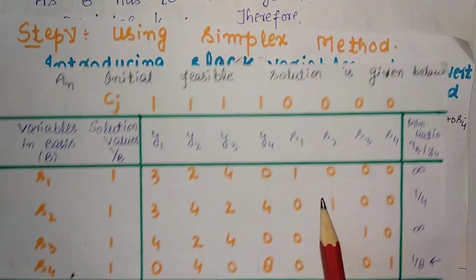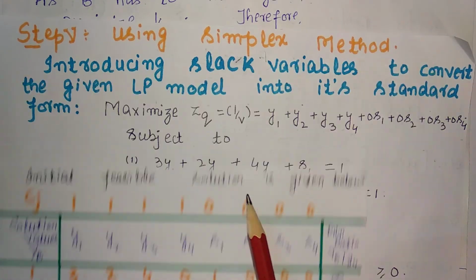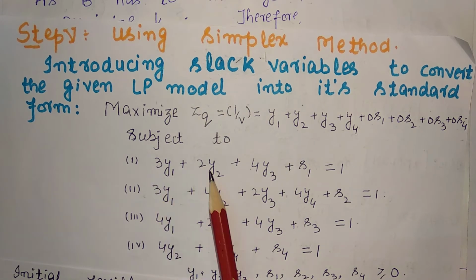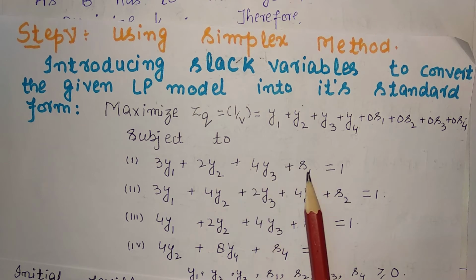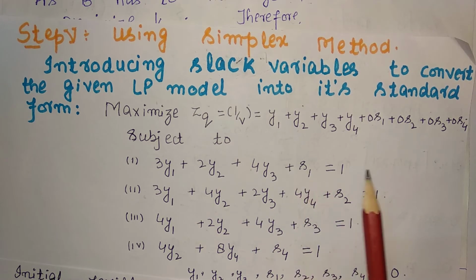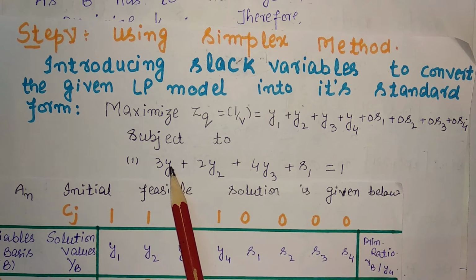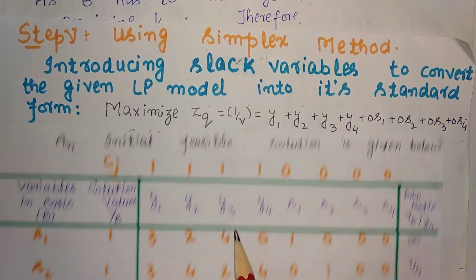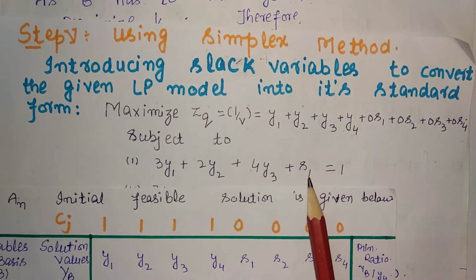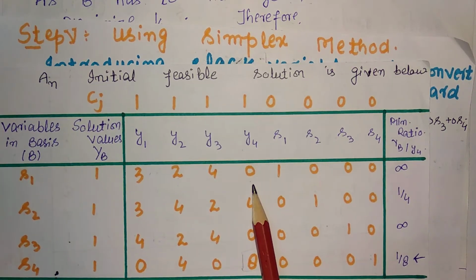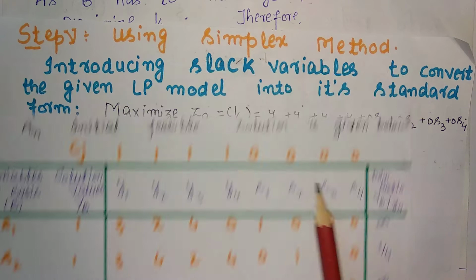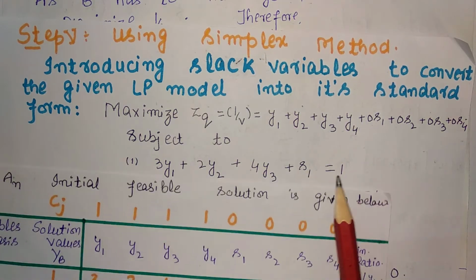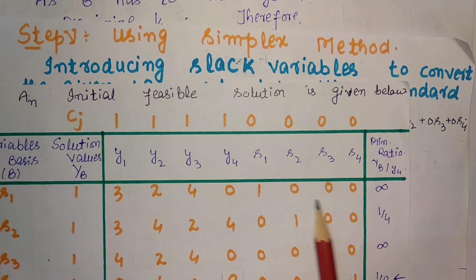Now here, these are the values in the constant. Here, coefficient of y1, coefficient of y2, coefficient of y3, coefficient of y4 and s1, s2, s3, s4. Coefficient of y1 is 3. Coefficient of y2 is 2. Coefficient of y3 is 4. Okay. Similarly, coefficient of y4 is 0 and coefficient of s1 is 1. And s2, s3, s4 are not available in the first constraint, so the coefficient there is 0. So I had written here 0.